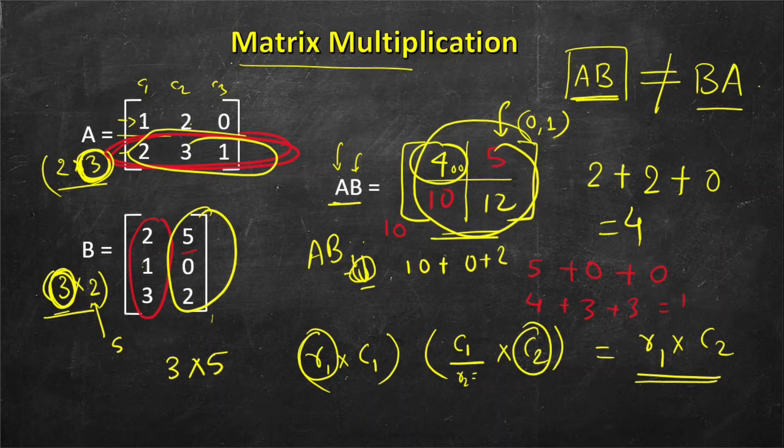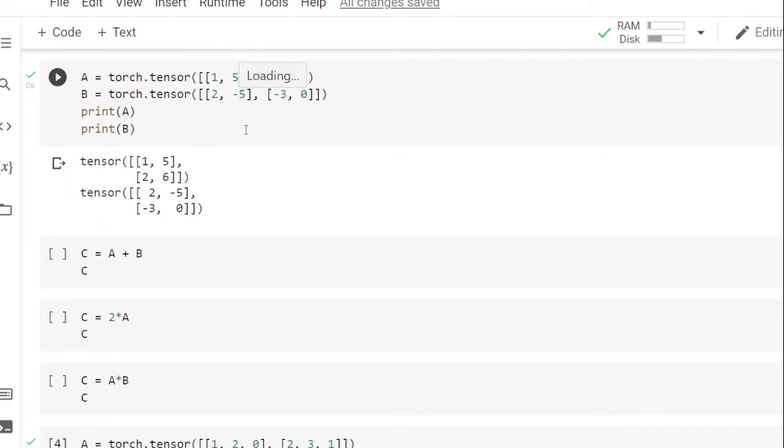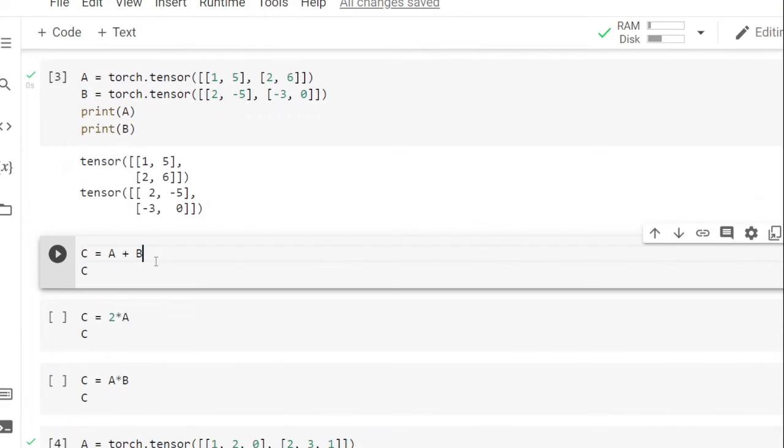Now let's see all of these operations in our Colab notebook. So we have two 2D tensors, the same example that we saw, and now we perform simple addition.